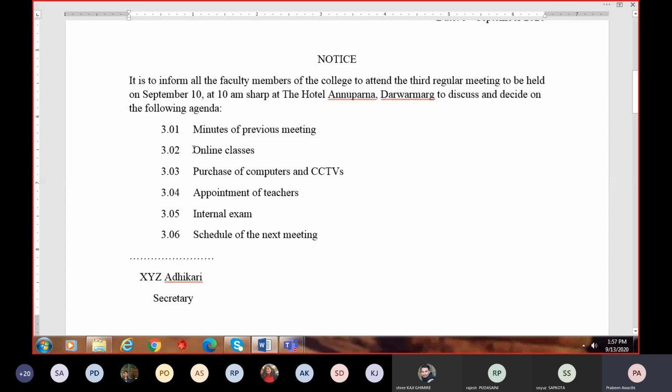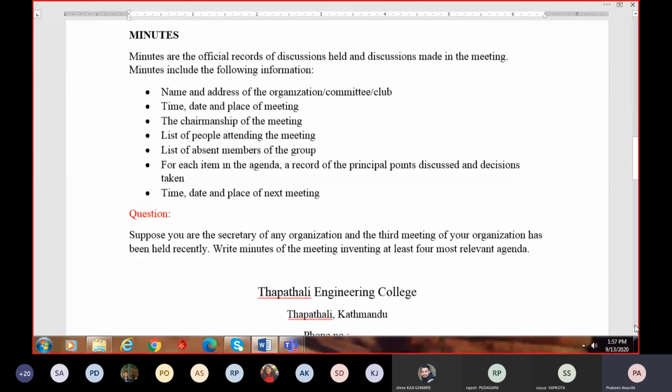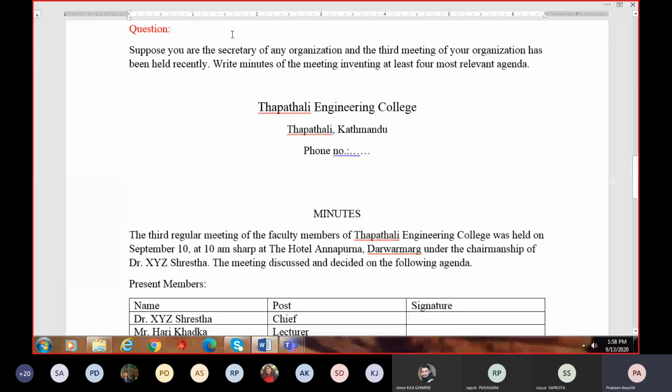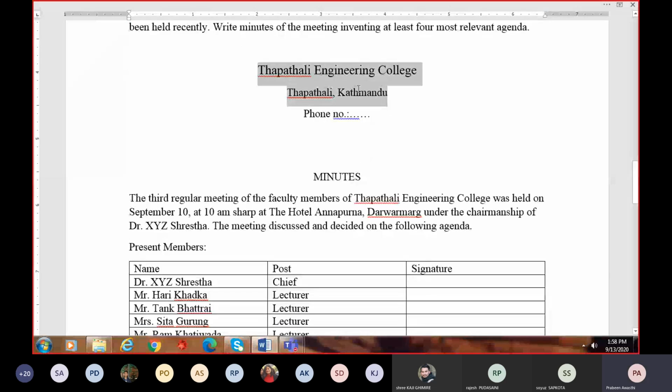Okay. So now we are writing minutes on the basis of that notice. In the exam, when you are asked to write minutes, don't write notice, right? You directly go to minutes. But if you have to write minutes of that notice, how would you be writing? Let me take you to that part. So first, same thing: name, address and phone number of the organization or of the club. For example, here can be Thapathali Youth Club, Thapathali, Kathmandu, phone number, minutes.